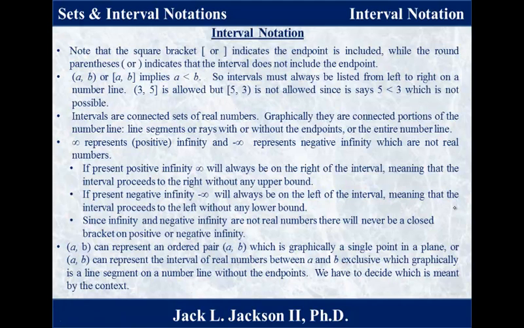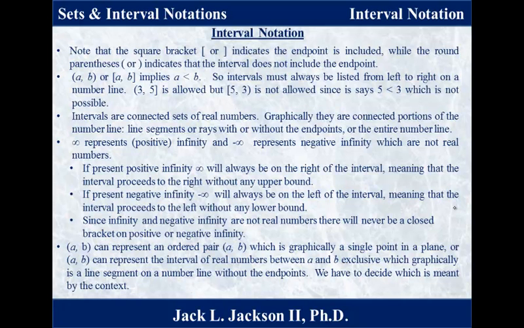Note that the square bracket, left or right, indicates that the endpoint is included, while the round parentheses, left or right, indicate that the interval does not include the endpoint. Now, if you have A, comma, B with parentheses or brackets, or those half ones, any combination of parentheses and brackets, they imply that A is less than B. So intervals always must be listed from left to right on a number line. In other words, from a smaller number to a larger number, or the number on the left is less than the number on the right.